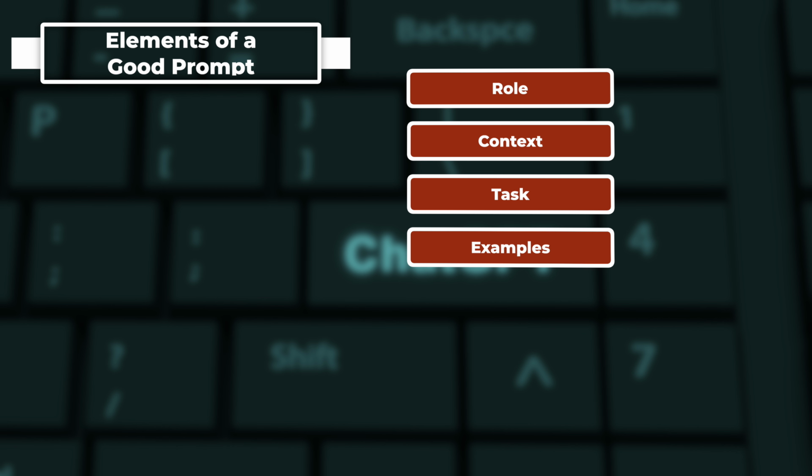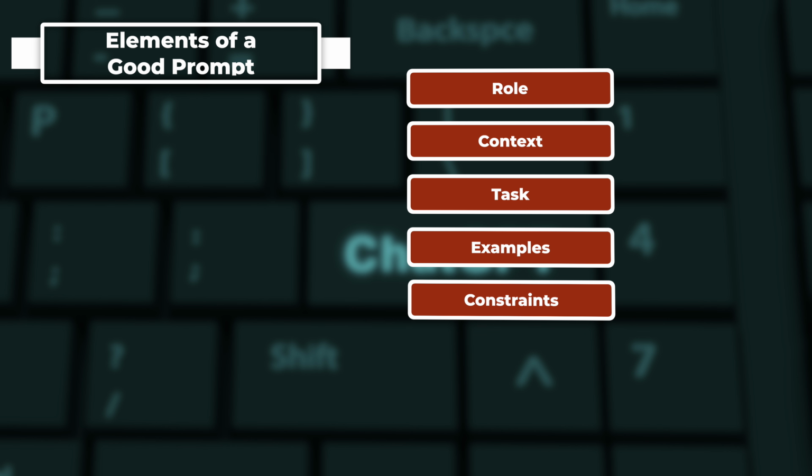Examples. By providing a few examples of the kind of results you're looking for, ChatGPT will be better able to generate the content you want. For instance, you could give examples of interview questions or examples of paragraphs with the style of writing that you want ChatGPT to generate.